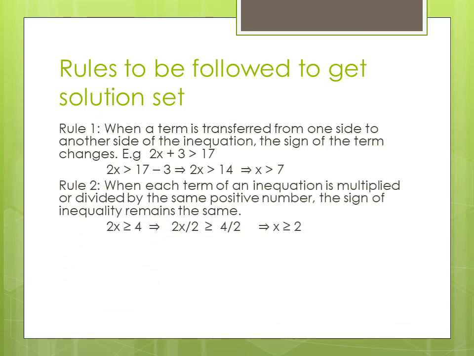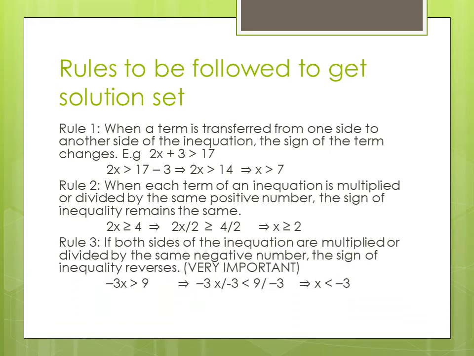Second rule is, when we multiply or divide by the same positive number, the sign of inequality remains the same. It is the same property as an equation. So if 2x is greater than or equal to 4, we can divide both sides by 2, so it will be x is greater than or equal to 2. Nothing will happen to the inequality sign.